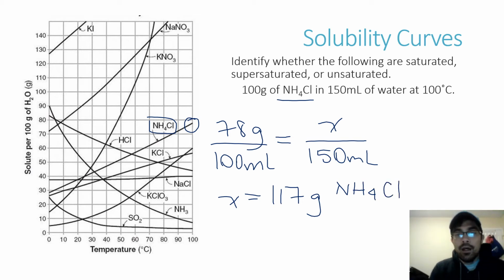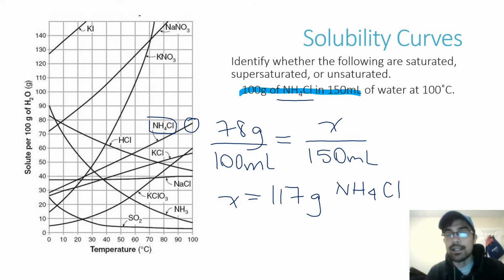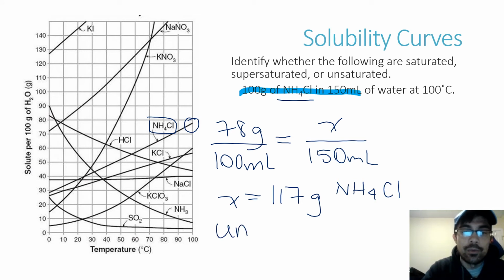So theoretically, if we had 150 milliliters of solvent, we should be able to dissolve up to 117 grams to make it a saturated solution. And if you look at the start of the question, we have 100 grams dissolved. That is less than what we should be able to do. So this solution would be considered unsaturated.